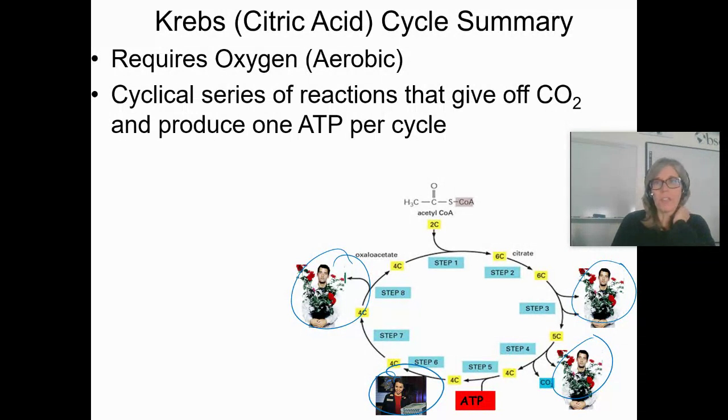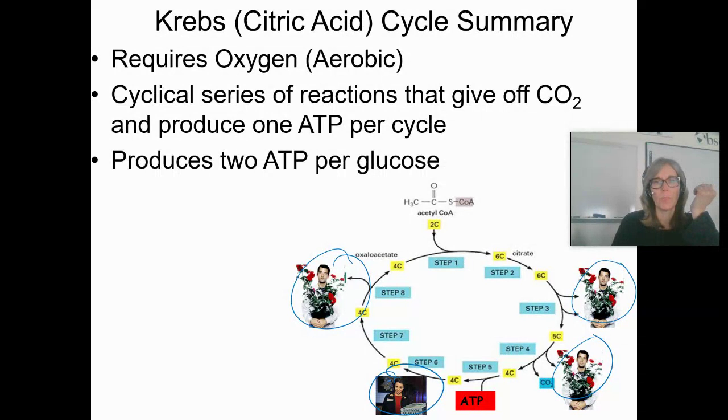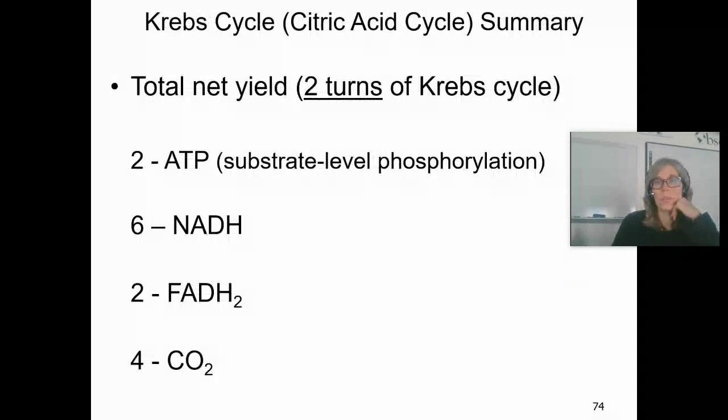This is a cyclical series of reactions that give off carbon dioxide and produce 1 ATP per cycle, but you do 2 cycles for each glucose. Produces 2 ATP per glucose because you have glucose split in half, so you've got 2 pyruvates going through the whole thing. So here's your total net yield. You've got 2 ATP from the Krebs cycle, from 2 turns of the Krebs cycle.